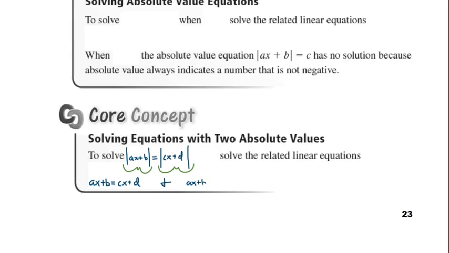Ax plus b equals negative cx plus d. Just like we made the c value negative earlier, all right, we have to make this right side negative as well. All right. So basically, you do it twice. Once with a positive right side and once with a negative right side. And that's it.